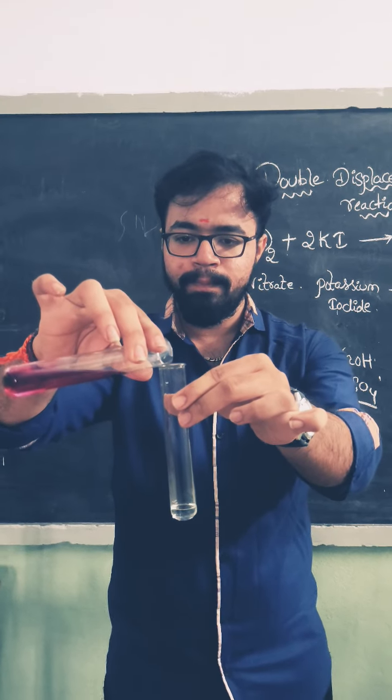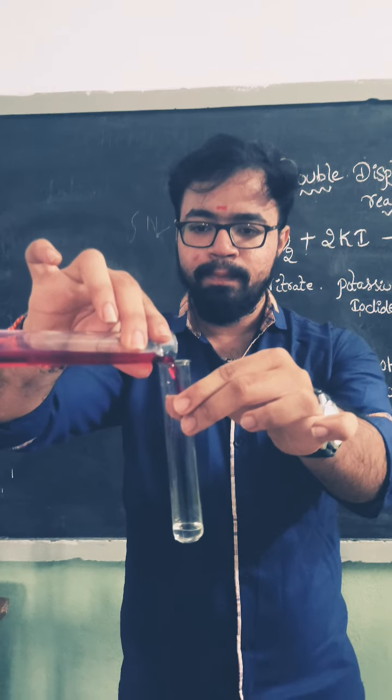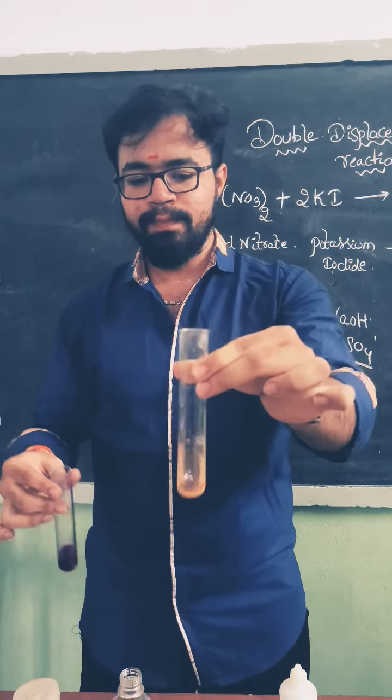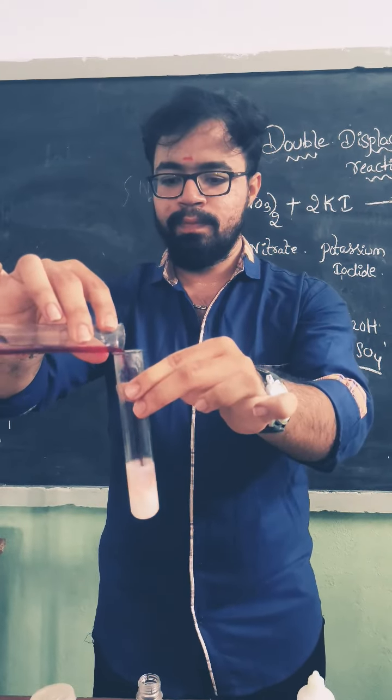So look into the color change. So now you can see the heat was evolved, and if you start titrating it again, you can see it turns colorless. So this is what we call as salt and water.